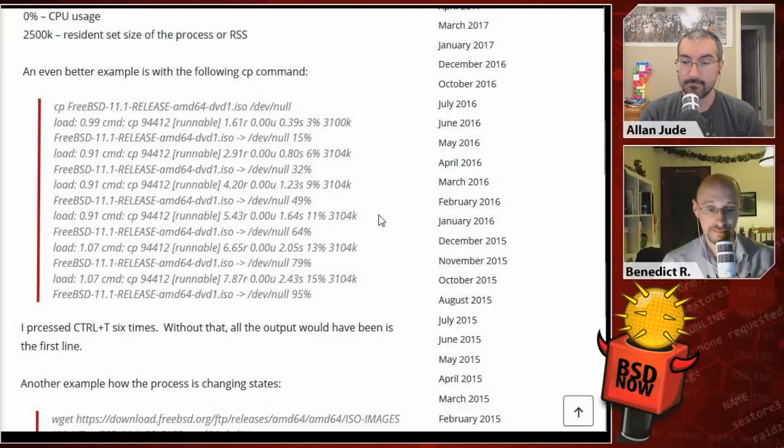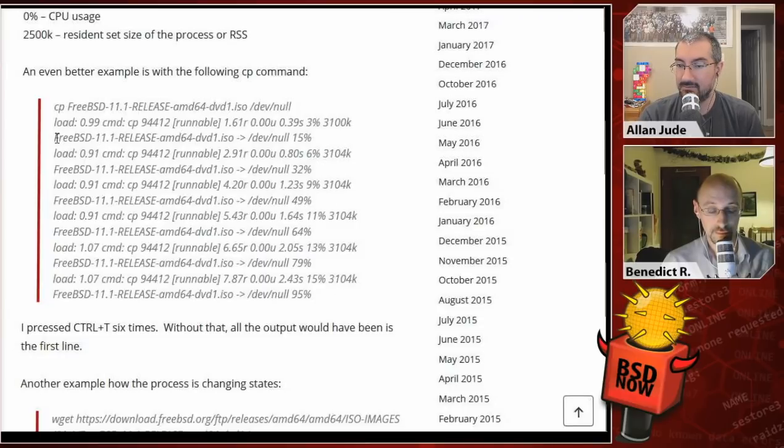Exactly. So another example, cp. I'm copying an ISO file to /dev/null in this case. And when I hit Ctrl+T, I can see the load average. I can see cp is running, or actually it's in the runnable state, meaning it could be running, but something else is currently using the CPU. It shows how long it's been running, how much CPU time it's using, how much CPU is being used, and how much memory it's taking.